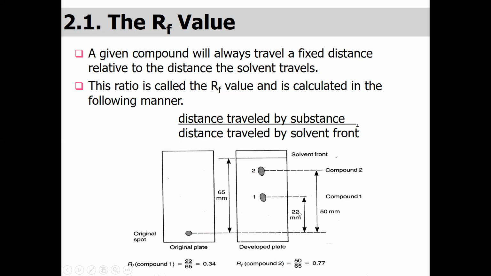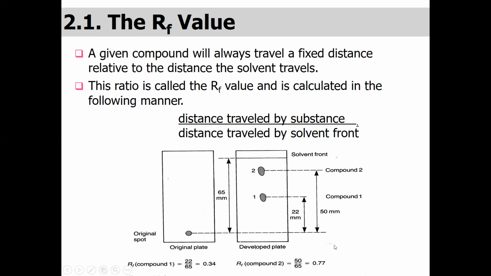Then how can we calculate the RF for compound 1 and the RF for compound 2? Just divide the distance traveled by each compound by the total distance traveled by the solvent, which is this one. The RF for compound 1 is 0.34 and the RF for compound 2 is 0.77.